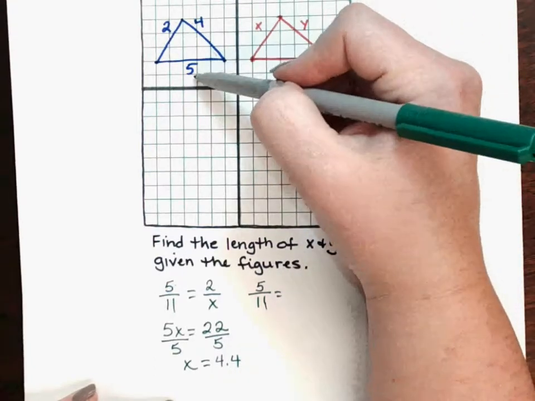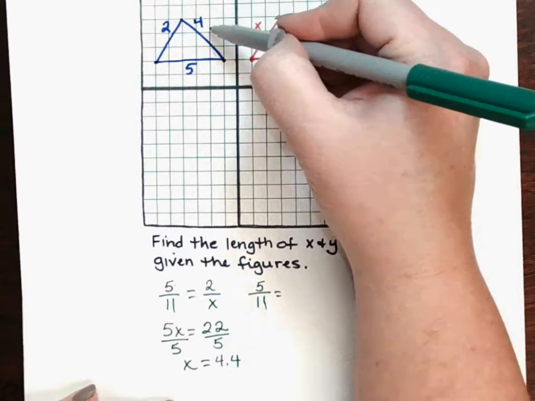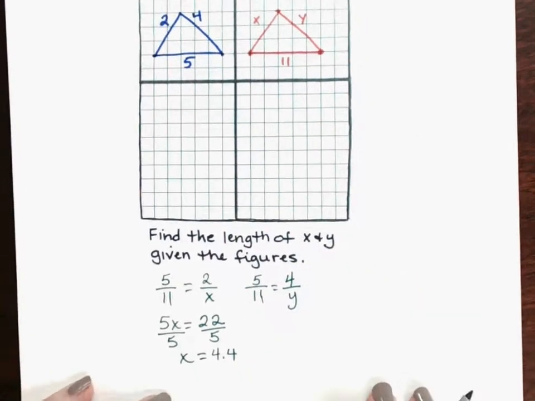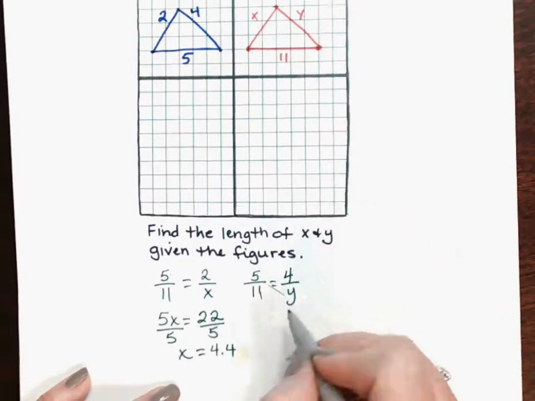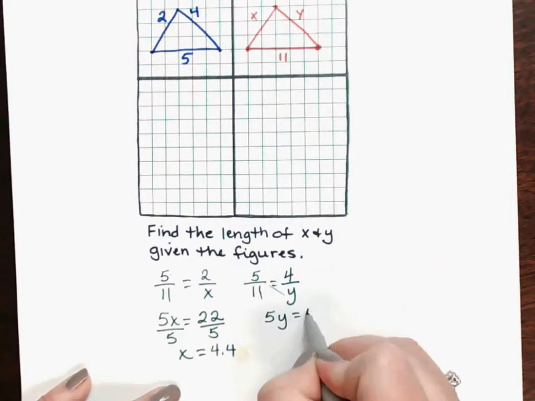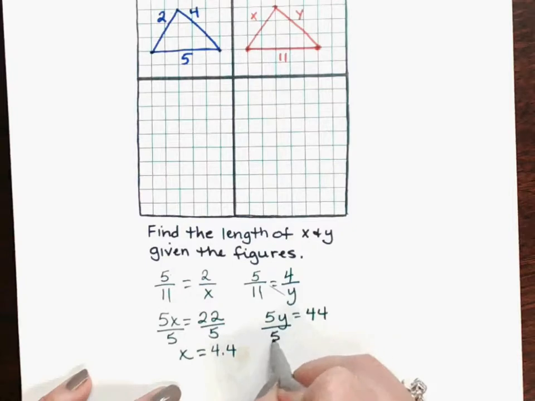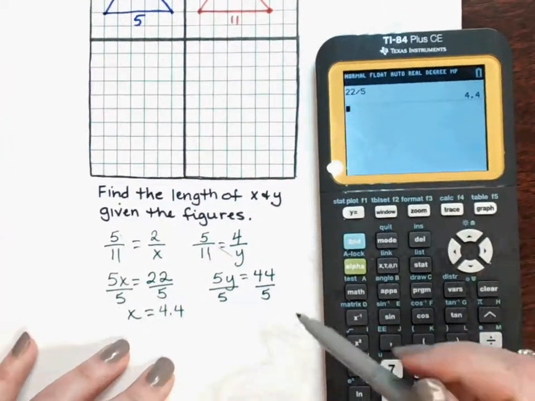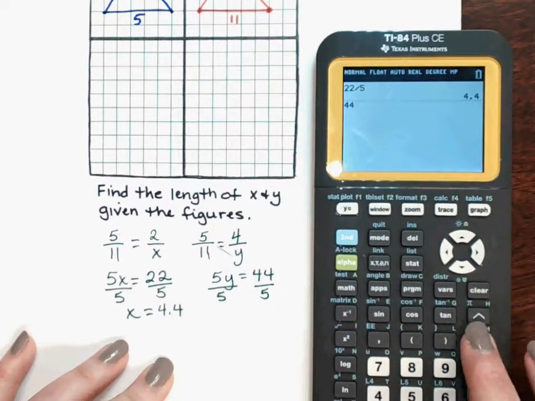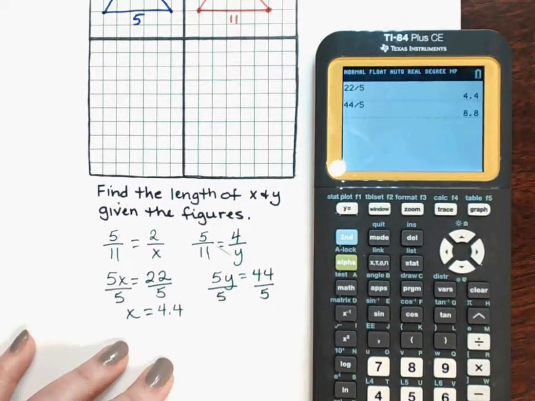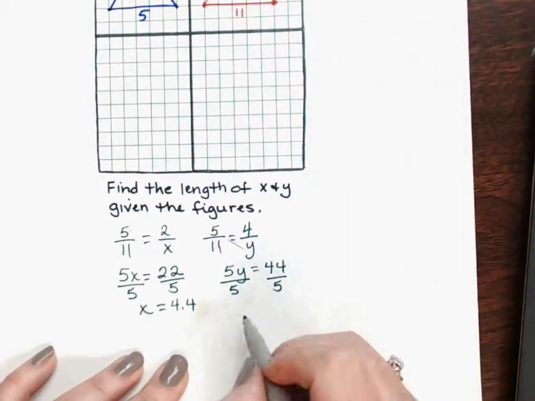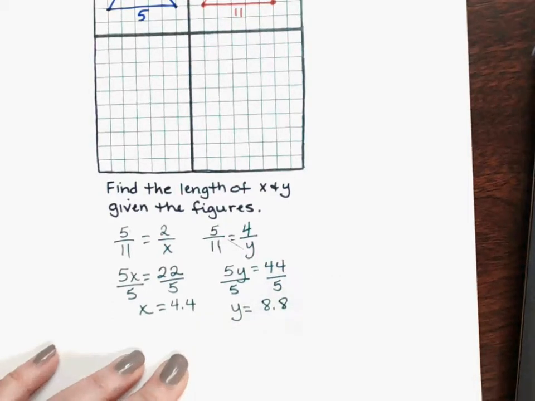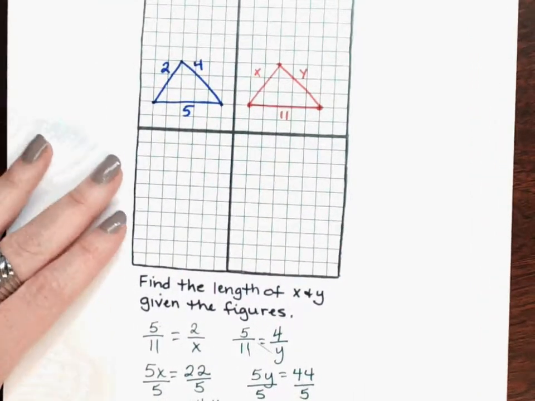So again, I started with the 5 on the top, so I'm going to go back to this one and use the 4 on the top, and then put the y on the bottom. You're going to cross multiply, so you have 5y equals 44. You're going to divide by 5. Again, if it asks you for a fraction, you can just leave it like this. But let's go ahead and divide. 44 divided by 5 is 8.8. So in this case, y is 8.8.